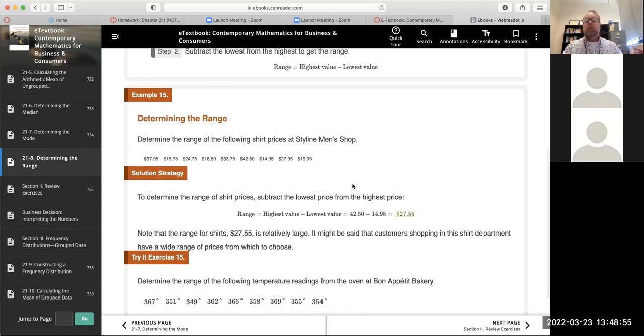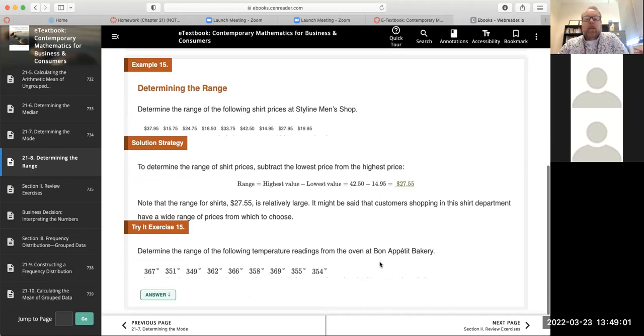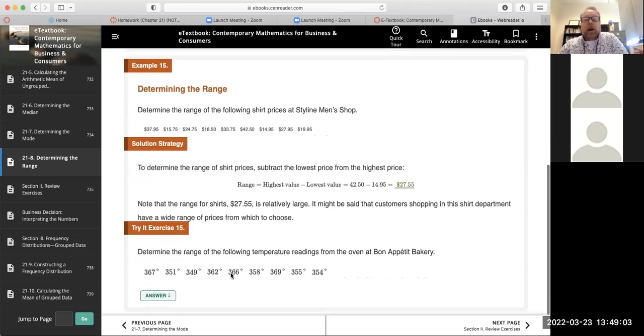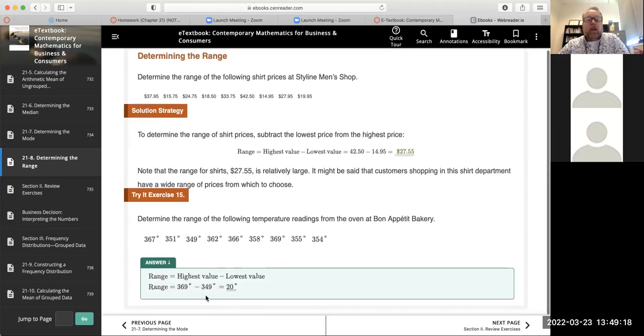So your range of numbers is 2755. That's all you do, is you subtract the highest from the lowest. So looking into the next set of numbers down here at the bottom, our highest number is 369. And our lowest number, it looks like it is 351. So 369 minus 351, or sorry, 349, I missed it. 349 is the lowest, so that's a 20-degree range. So that's all you do on those.